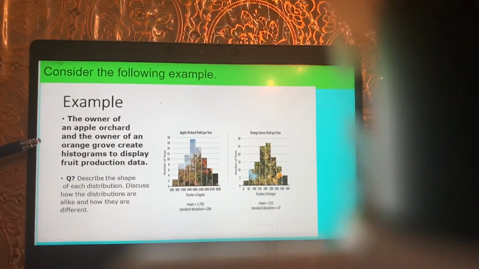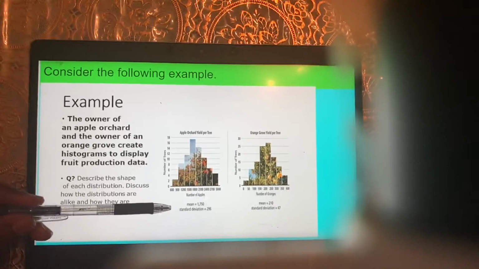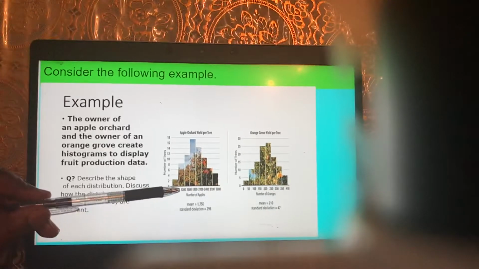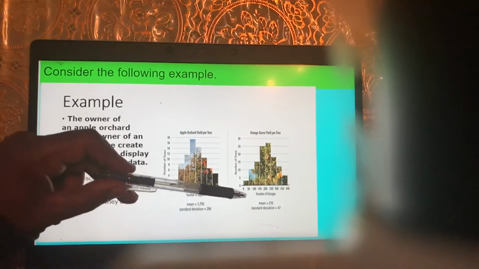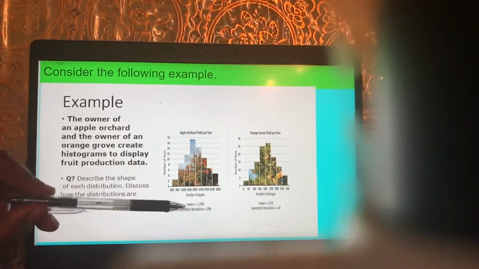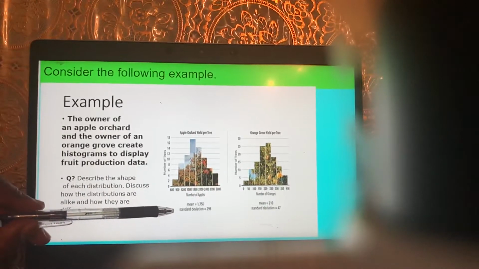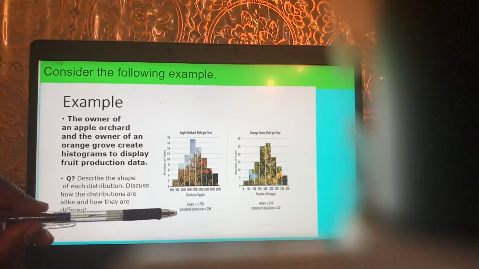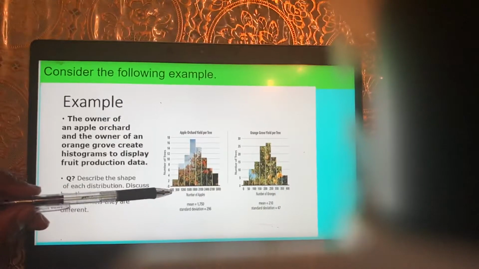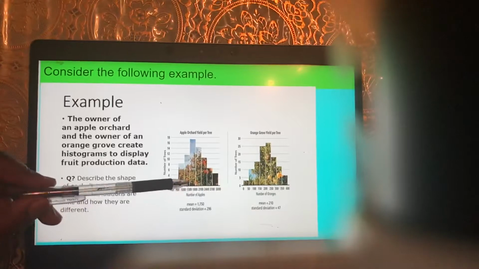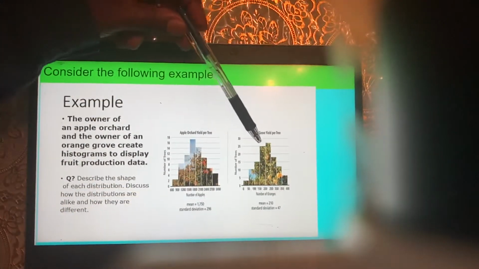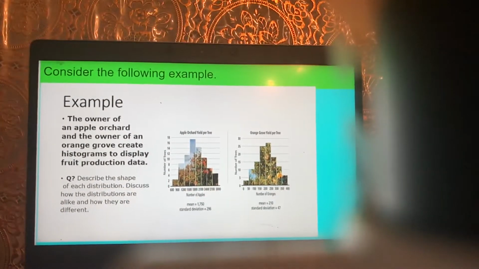That is a similarity. But if we see, the standard deviation of the apple tree yield is 296, but that of the orange tree is 210. This one has bigger standard deviation, meaning the data values here are more spread out from the mean than the data values for the orange tree yield. So that tells us that.